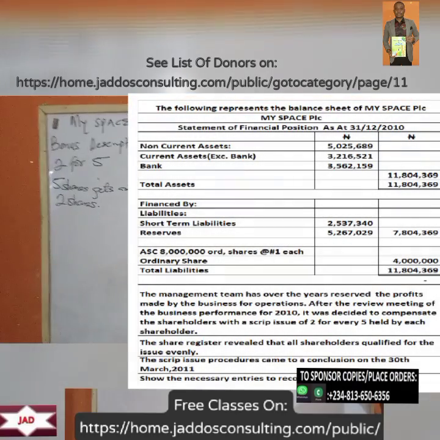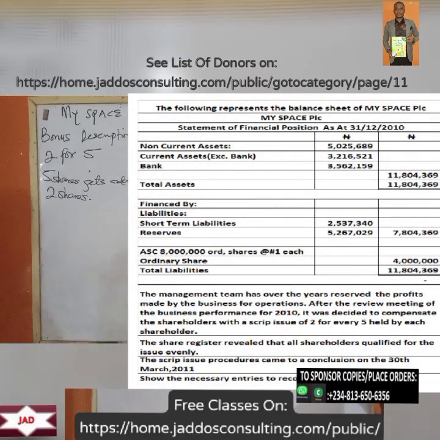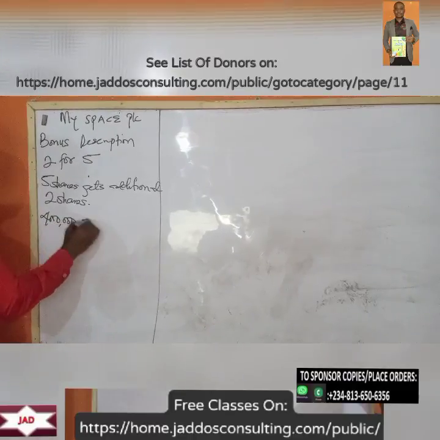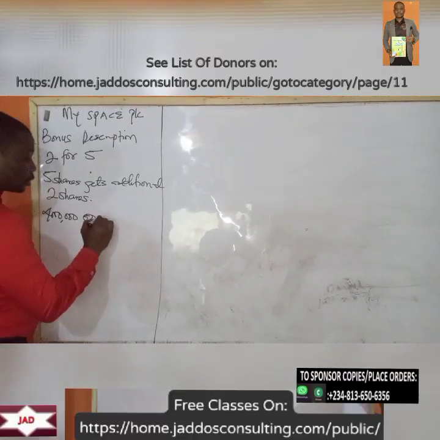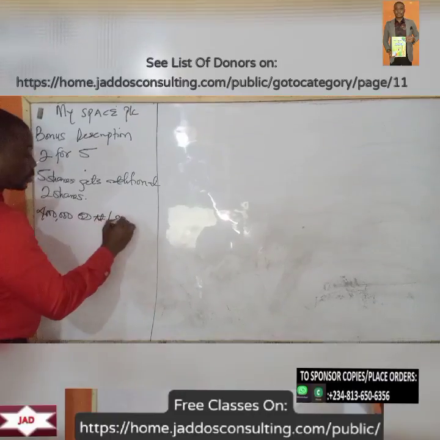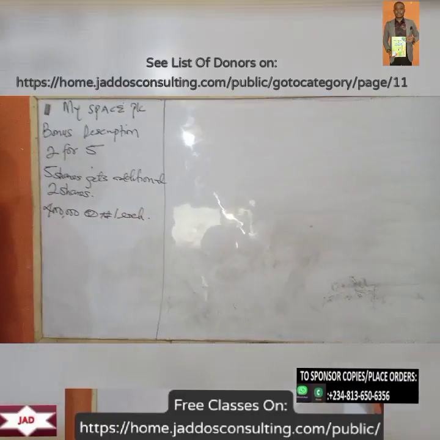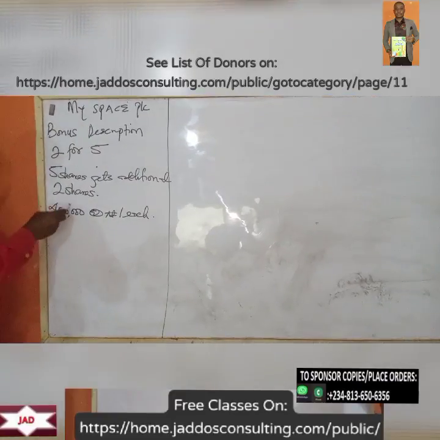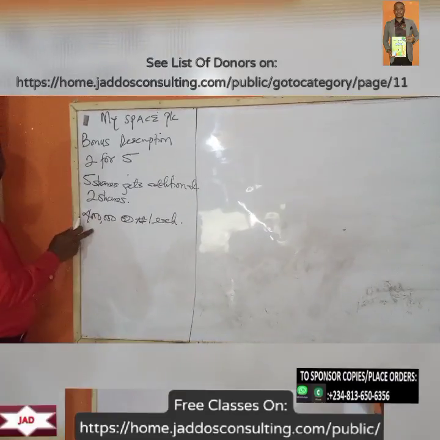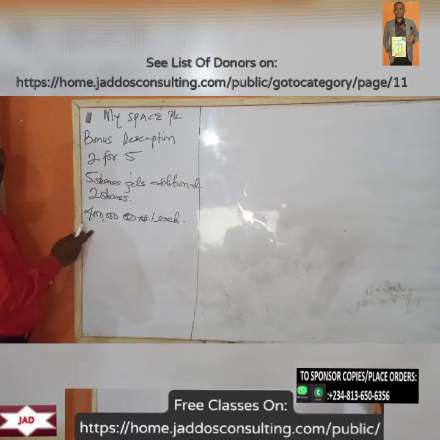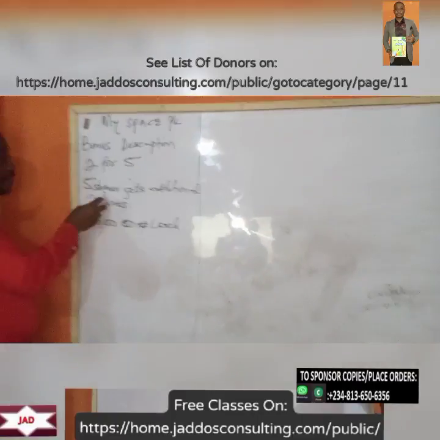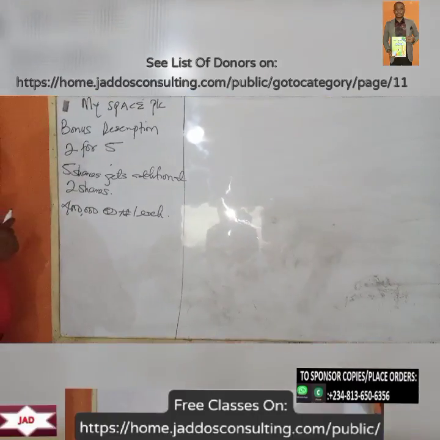So how many shares have been issued? Authorized share is 8 million. They've issued 4 million shares, so we have 4 million shares at £1 each. Now they are saying that of these 4 million shares, of course we don't know the number of people that has these 4 million shares, but we know that if you have 5 shares, you get 2 shares, right?